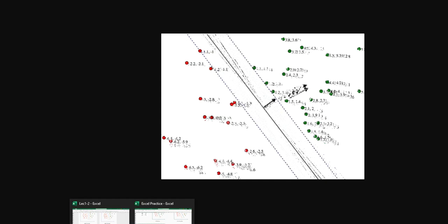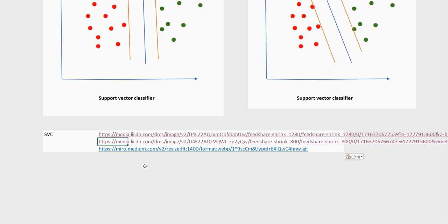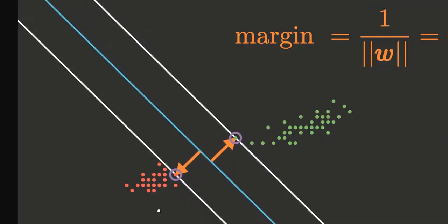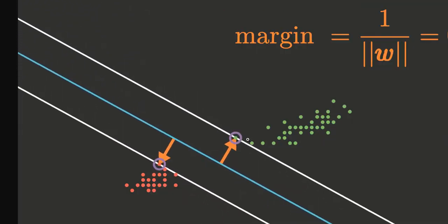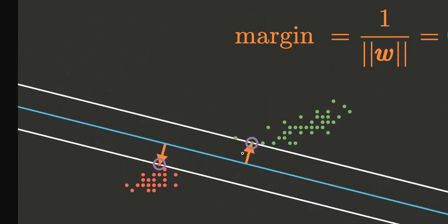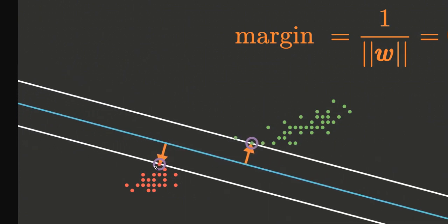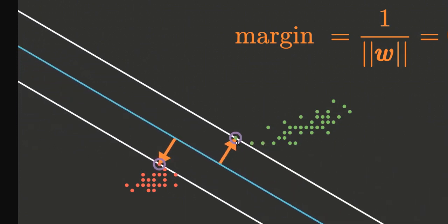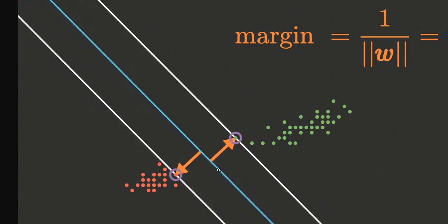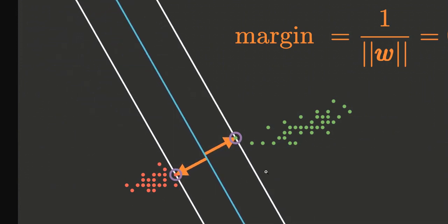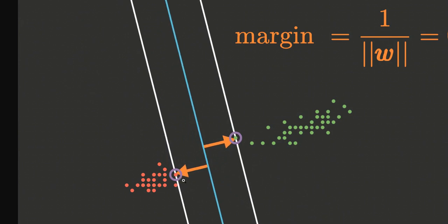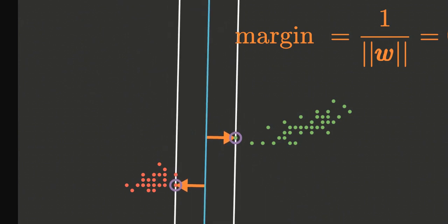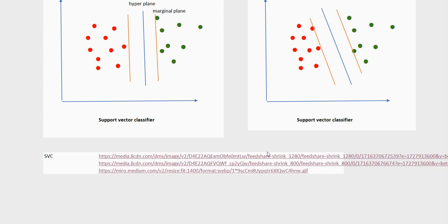Okay, so now I can show you some more. Here you can see the machine tries to maximize the distance between the two hyperplanes, and these are the support vectors, which actually support the maximizing of the distance. Okay, so this is about the support vector.